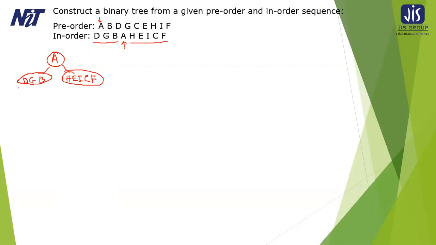Now the question is, who is the root among D, G and B? From D, G and B, in pre-order, the root always comes first. That is, B will be the root of this D, G, B. So A is the root, then B is the root, and D and G are the part of the left subtree.